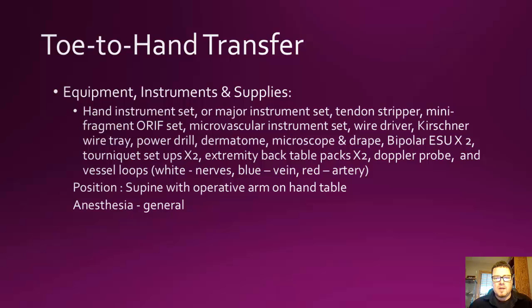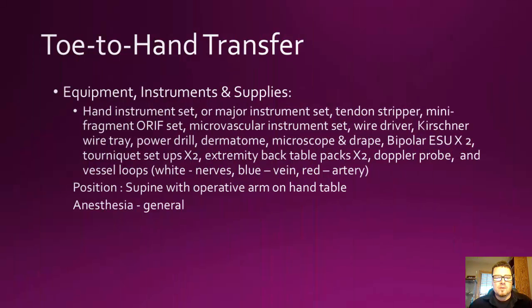So, specialized to this procedure, Dopplers are not something we use every day, but whenever we're going to listen to vessels, we're going to use a Doppler probe. Vessel loops, for these they're going to use quite a few vessel loops because they're going to want to sling the nerves, the veins, and the arteries. So vessel loops come in a variety of colors: white, blue, red, there's even yellow ones.